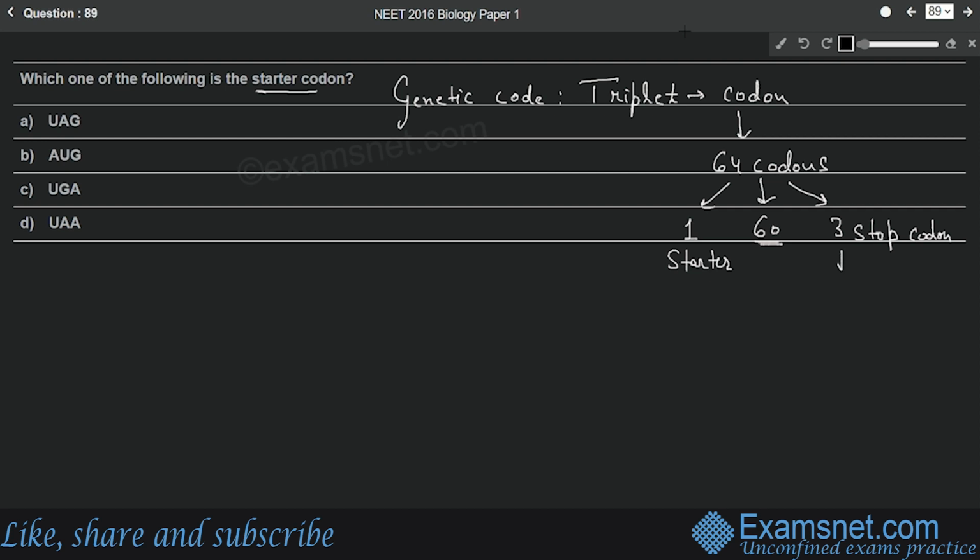Now the examples of stop codons are UAA, UGA and UAG. Whereas starter codon, there is only one starter codon, and that is AUG. And this starter codon codes for methionine. Which amino acid? Methionine. Okay. So here the question is asked about the starter codon. So the answer will be AUG, option number B. Others are stop codons. Okay. So option B is the correct answer here.